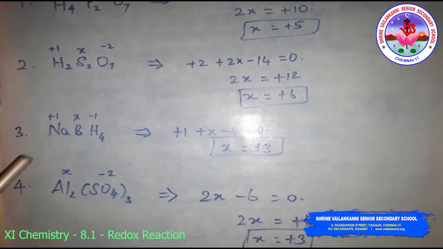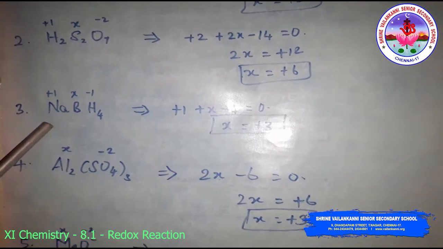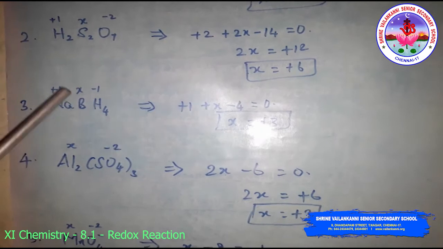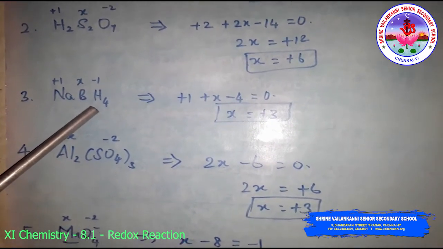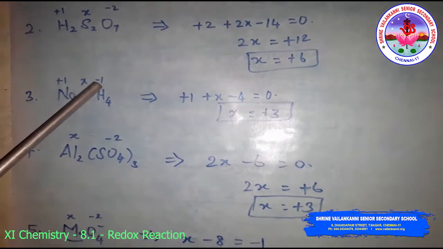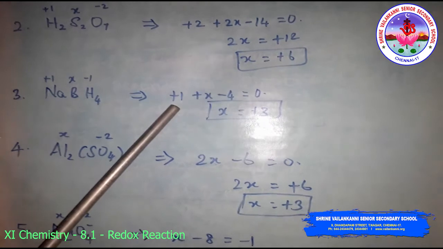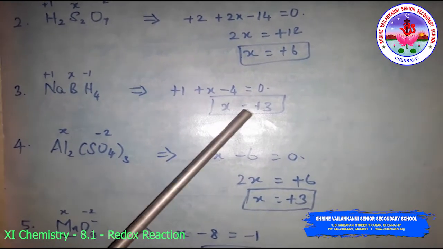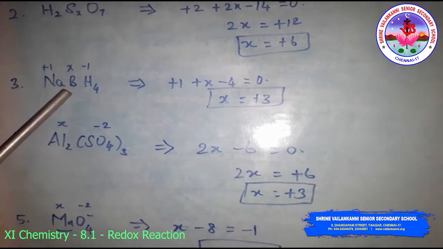Then sodium borohydride, NaBH4. Here sodium has +1, and boron we have to find out, so put x. The hydrides have -1 charge, so I put -1 here. Now sodium is +1 and x, -1 into 4 is -4, so x is equal to +3. Here the boron oxidation state is +3.